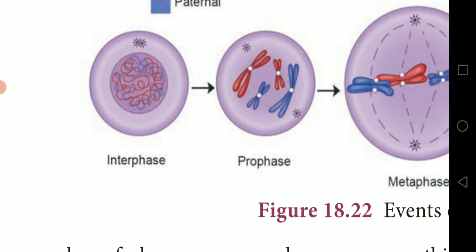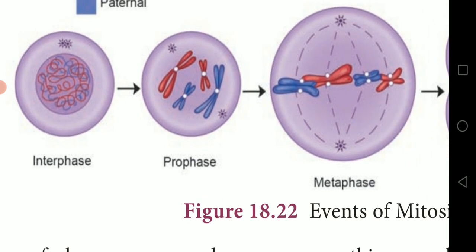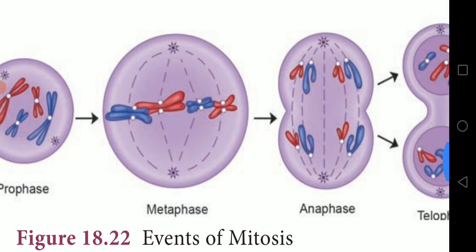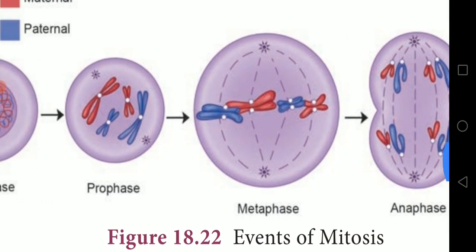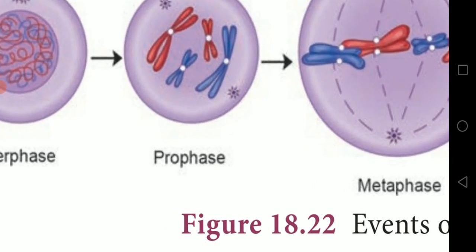Karyokinesis undergoes four phases: the first is prophase, the second is metaphase, the third is anaphase, and the last is telophase. Now, first we'll see prophase 1.